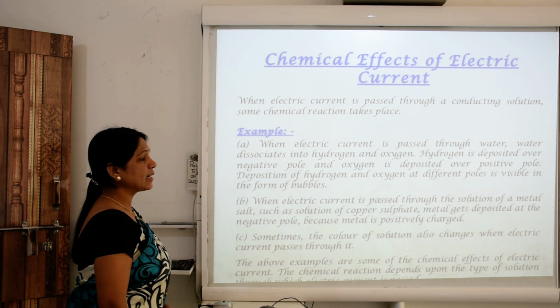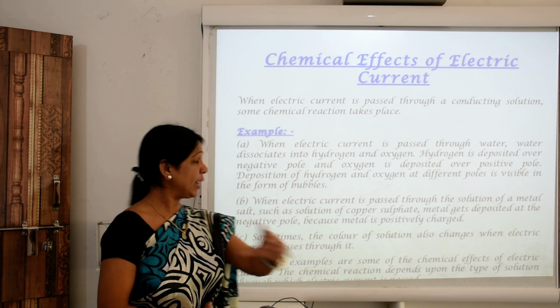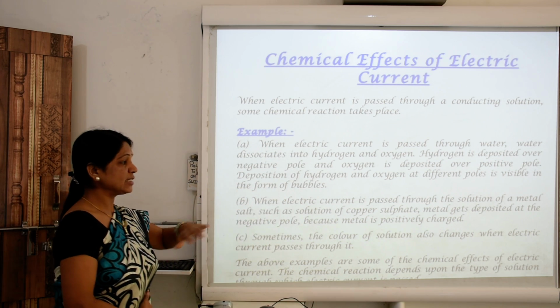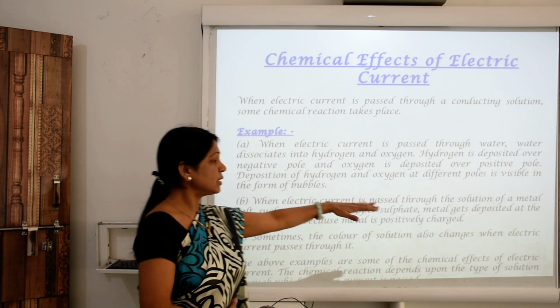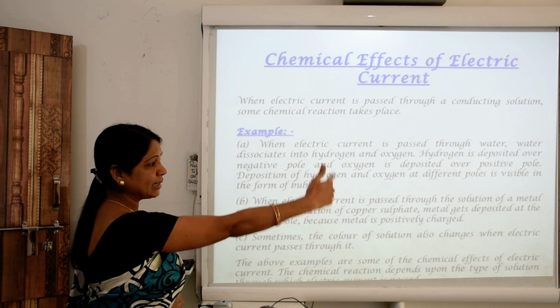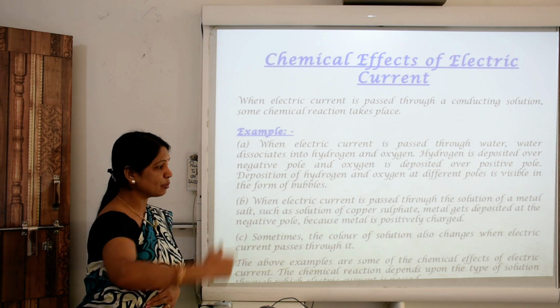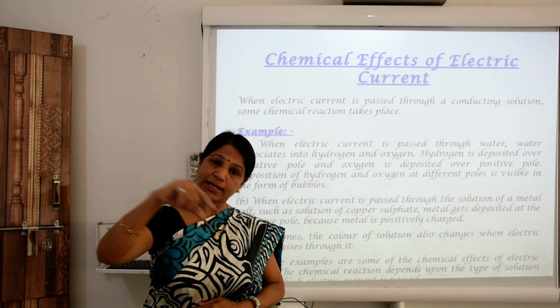When electric current is passed through the solution of a metal salt, such as a solution of copper sulfate, CuSO4, the metal gets deposited at the negative pole because the metal is positively charged.